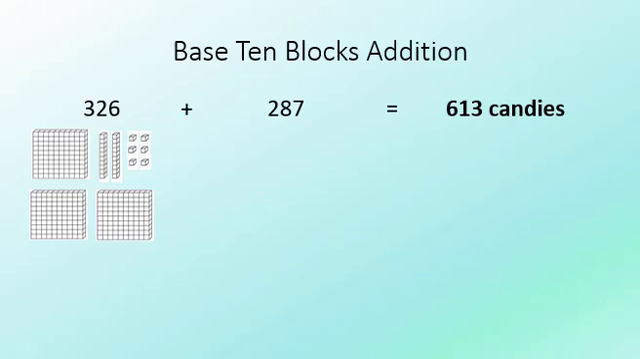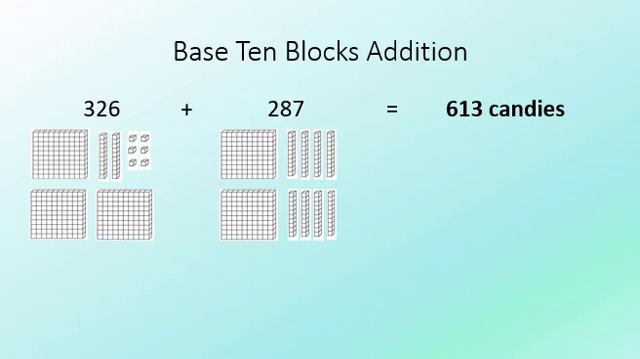The same process goes for our second addend: 2 hundred blocks, 8 ten blocks, and 7 unit blocks. Next, we will combine smaller blocks to build bigger ones. When we add our unit blocks, we get a sum of 13. We can pull out 10 of those units to replace with a ten block. The remaining 3 unit blocks will be left over and shown in our sum.